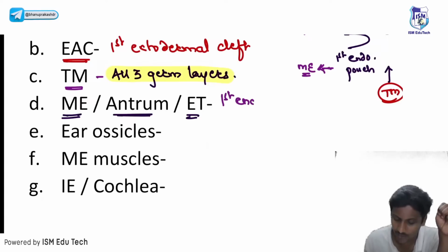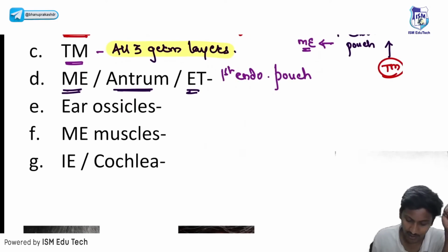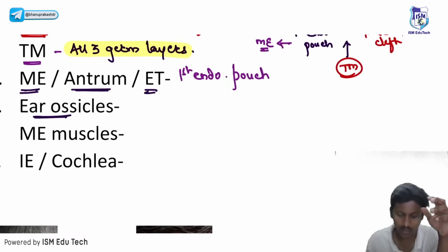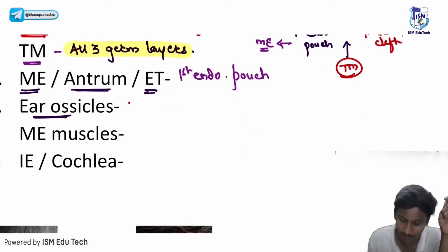They are formed from the first endodermal pouch, definitely, as I've told you already. Next is definitely ear ossicles. So please remember, if I talk about ear ossicles, you need to remember this is important.